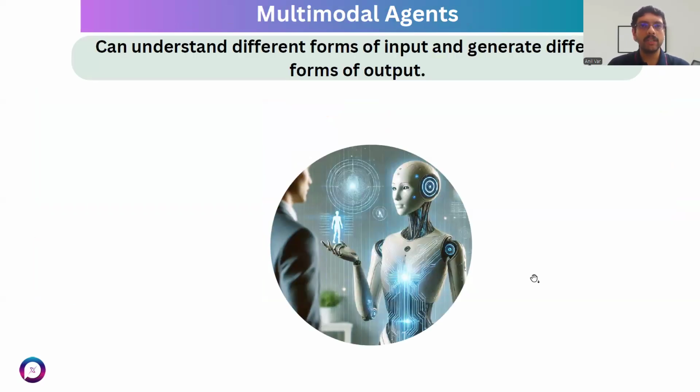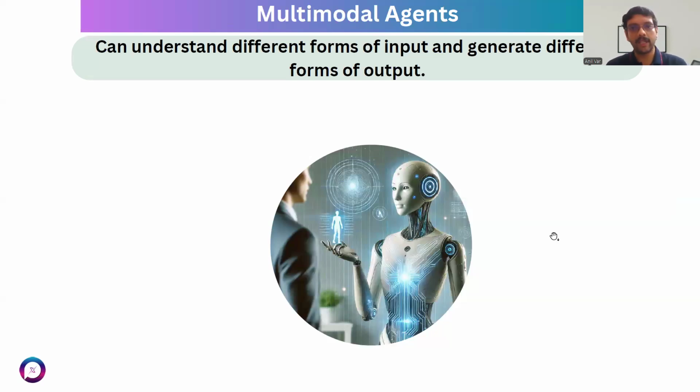Now you're probably hearing the term multimodal agents. How is that different from a single, simpler agent? The answer is very simple. It isn't very complicated. Say an email agent is just reading text, so it's single modal. It just understands text.